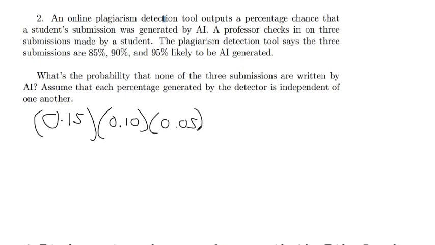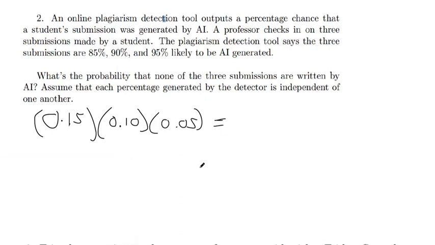So what's the probability that none of these were written by AI? Well, if they're independent, we could find the intersection of those three events by multiplying each probability. So the first one had a 15% chance of not being AI, 90% chance that the second was AI, so that means there's a 10% chance that the second one is not AI. And the same thing for here. And if you multiply those three together, that's a pretty low chance, right? 0.00075. If you want that as a percentage, 0.075% chance that this student didn't use AI.